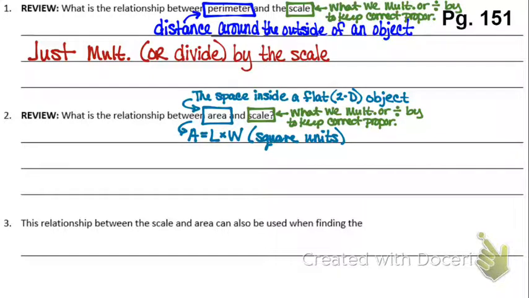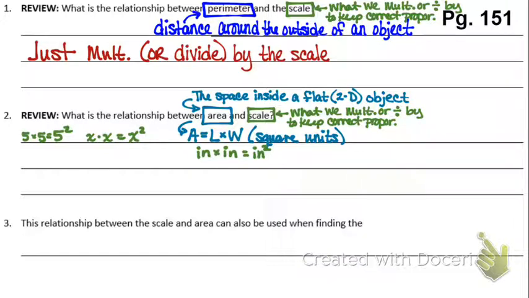Just like when we do 5 times 5, or x times x, we end up with these squared units. This would be 5 squared. This would be x squared. So when I have inches times inches, I get inches squared, right?